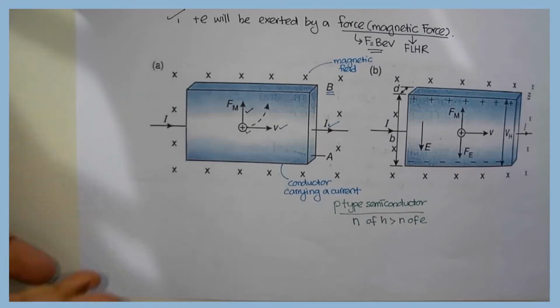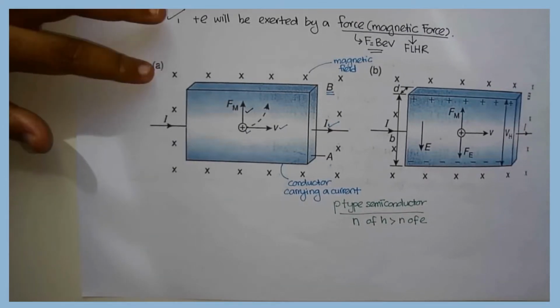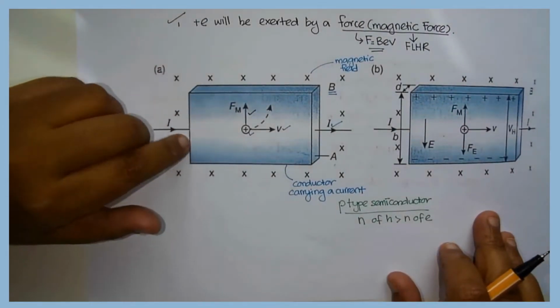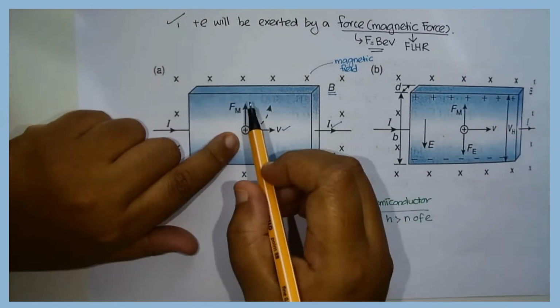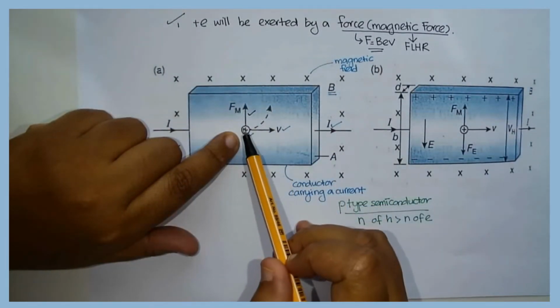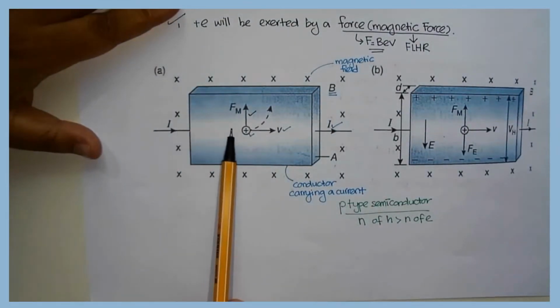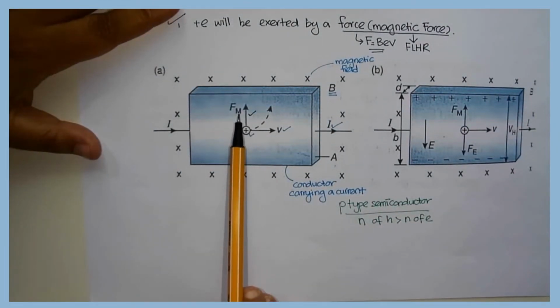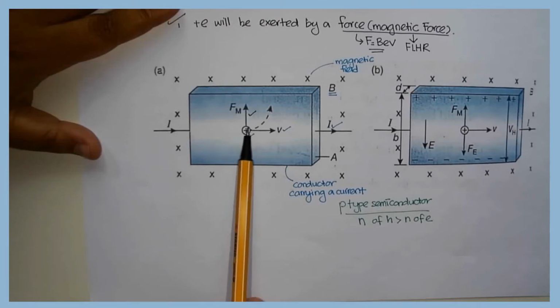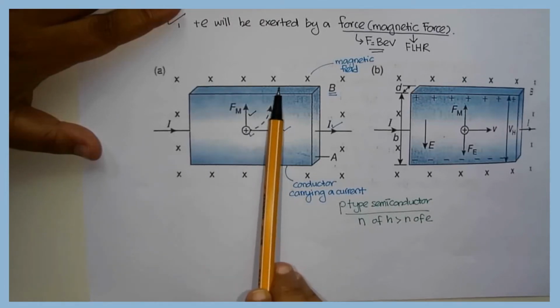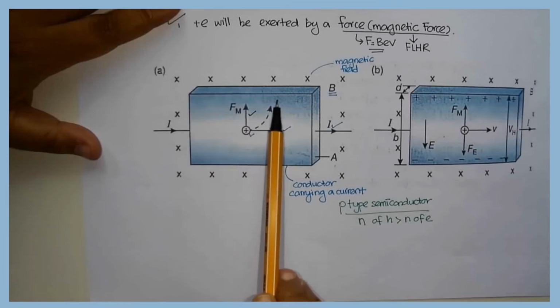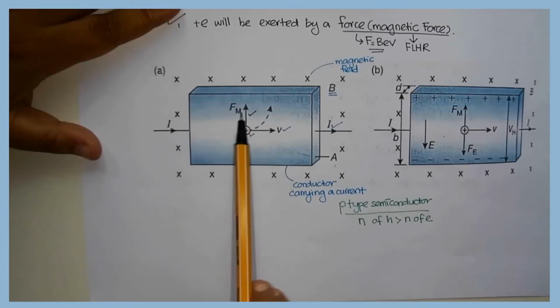Okay, all right. So next, what will happen is the positive charge carriers inside the magnetic field will be exerted by a force, and this magnetic force, the direction is upward. So when the positive charge carriers are flowing here, this magnetic force will make the positive charge carriers deflect upward. So everything will move upward. The positive charge carriers will go upward.